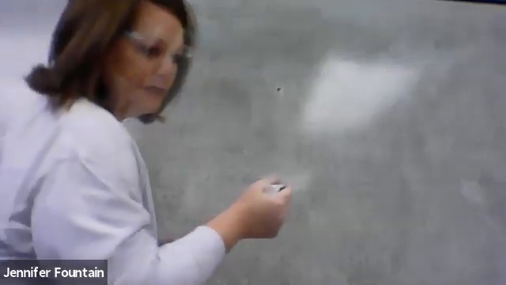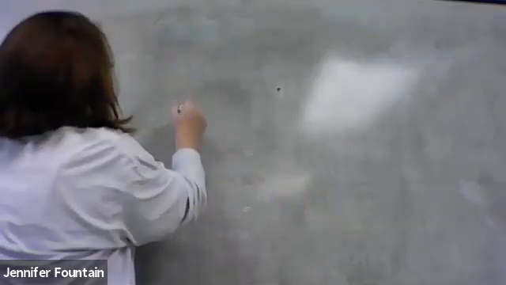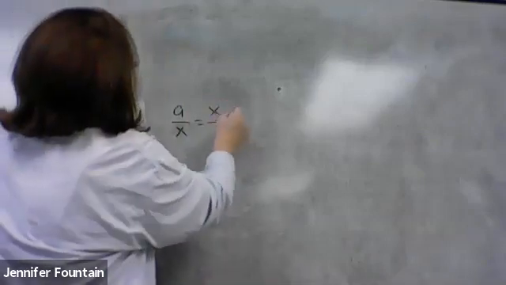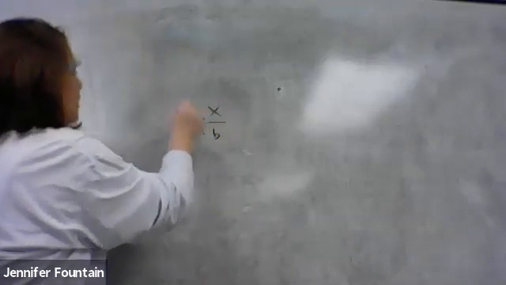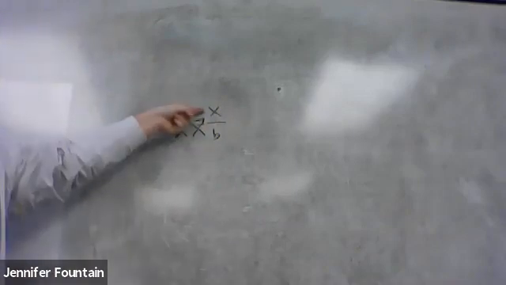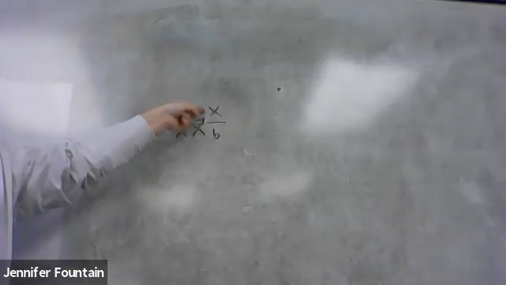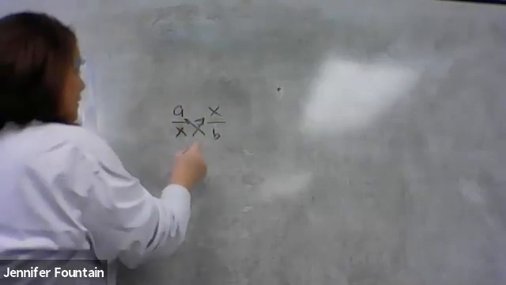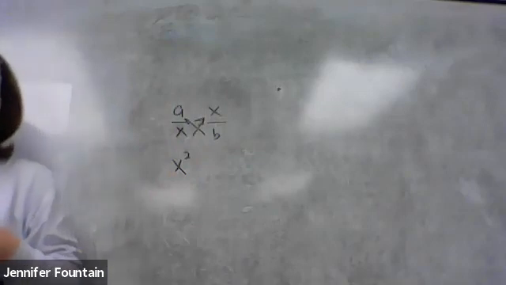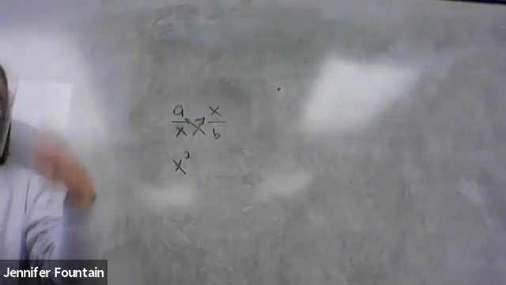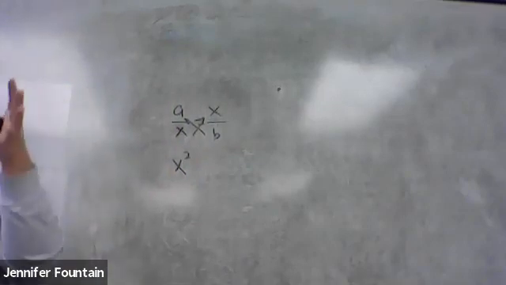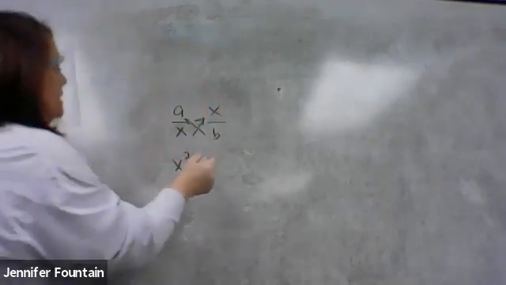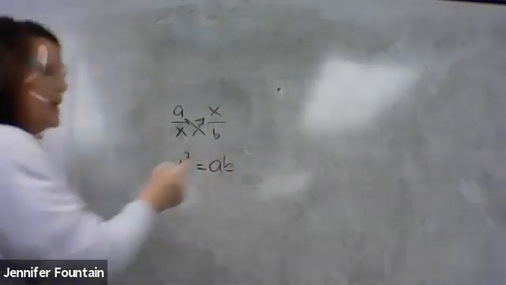Notice that what they told us is that if I have A over X is equal to X over B, when I cross multiply, what is X times X? Not 2X, that's X plus X. X squared. Remember, when I multiply variables, it's going to be squared, cubed, whatever. But if I add them, that's where I increase my coefficient. Okay. So X squared is equal to AB, right?